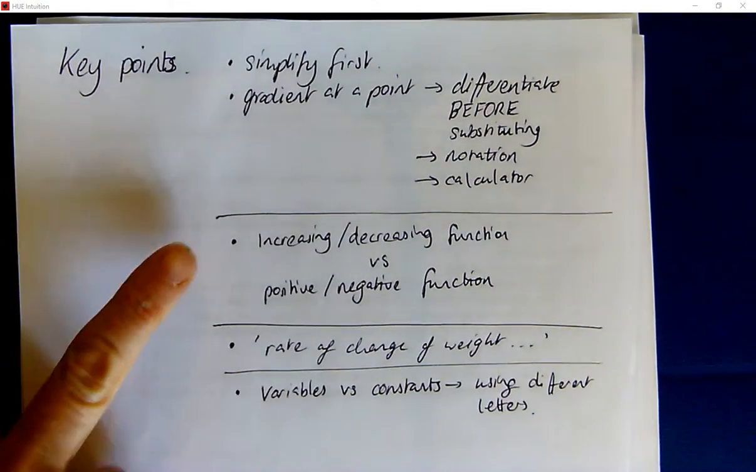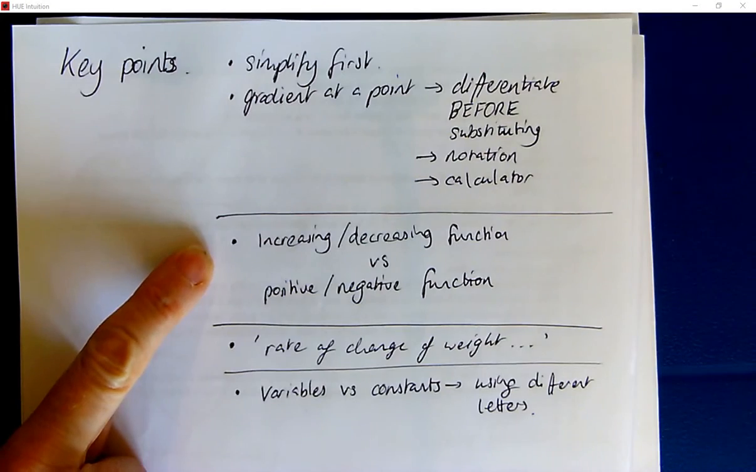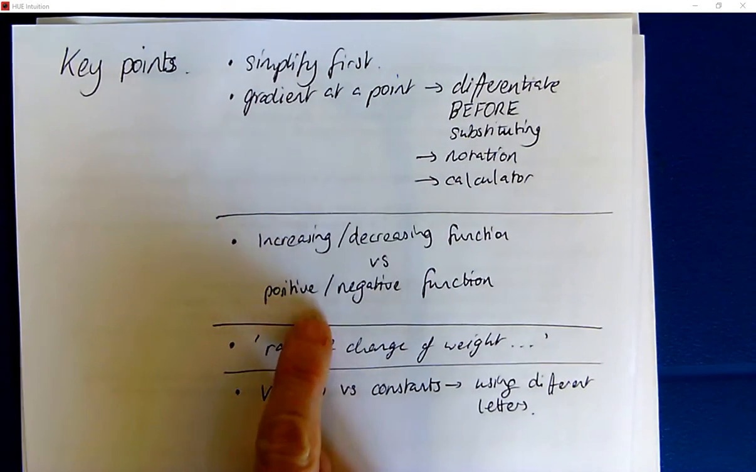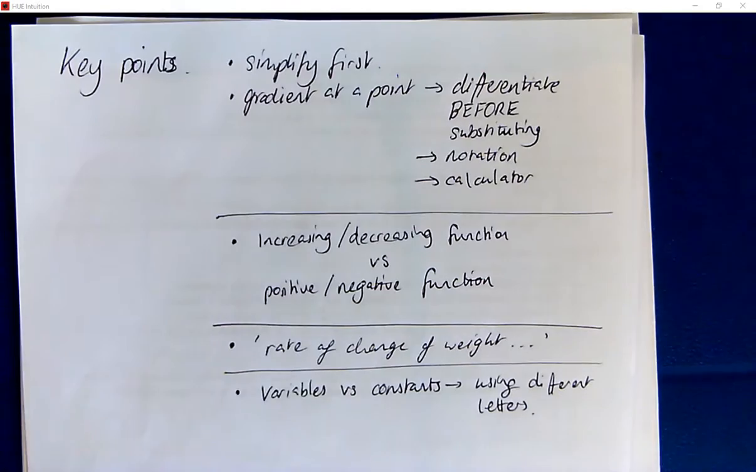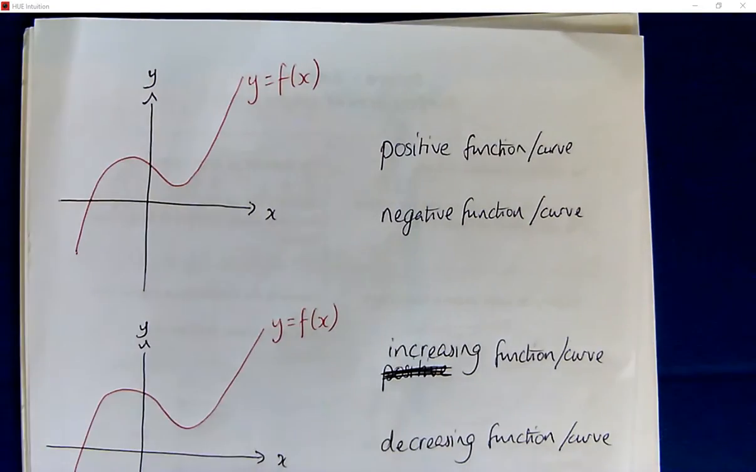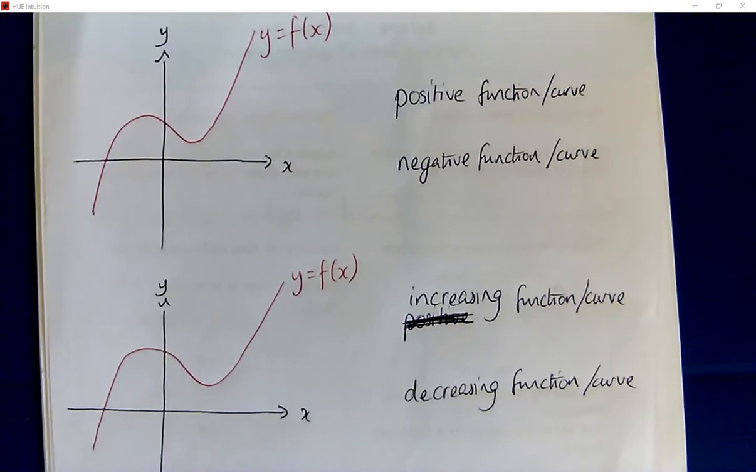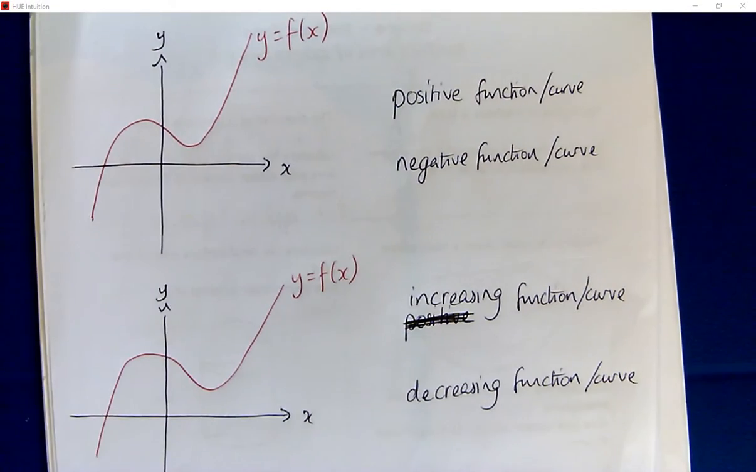Okay, the next thing we're going to look at is increasing and decreasing functions versus positive and negative functions. So I wanted to just make sure this is really clear. Right, so here we have a graph of a cubic function, and I've attempted to copy it, but it's gone a bit wobbly, but there we go for the second one.